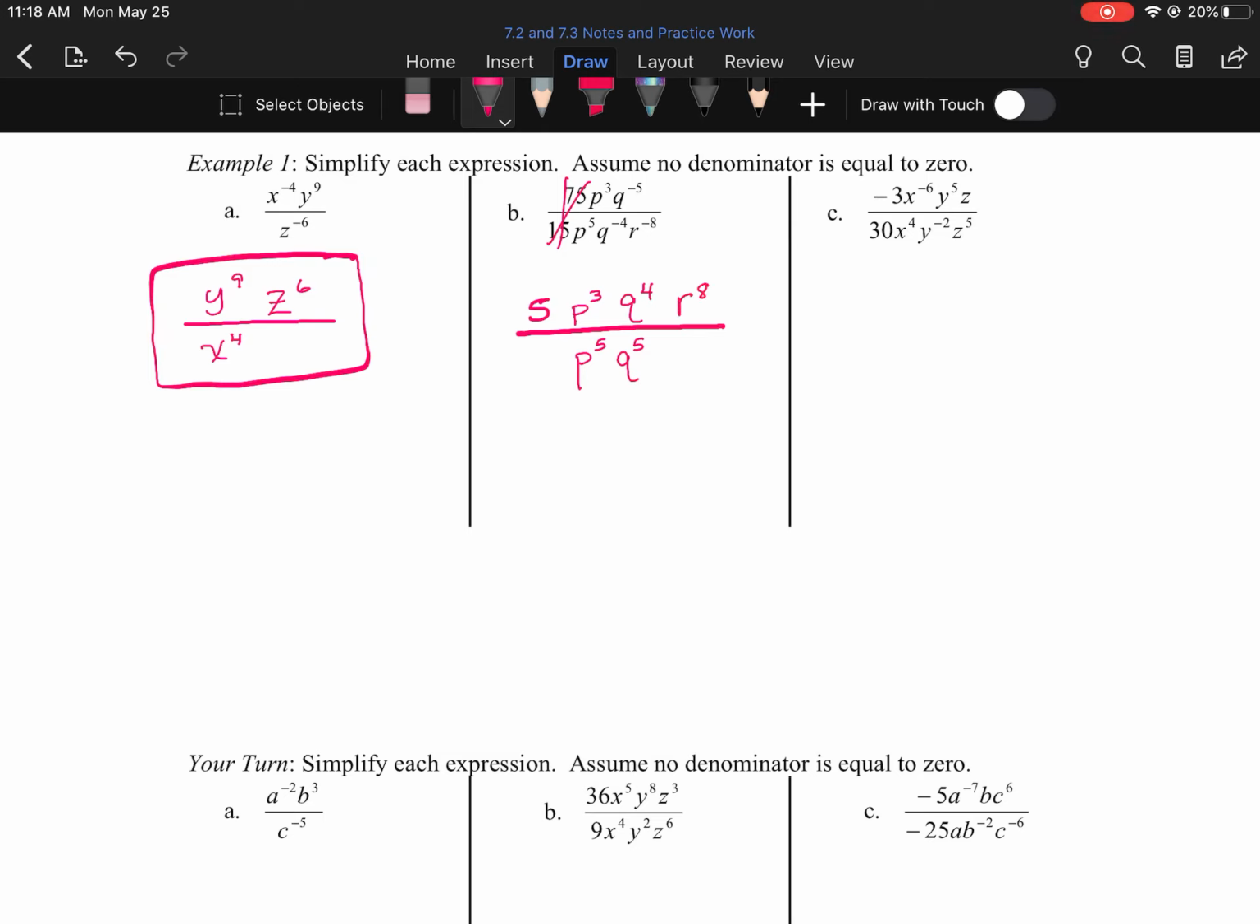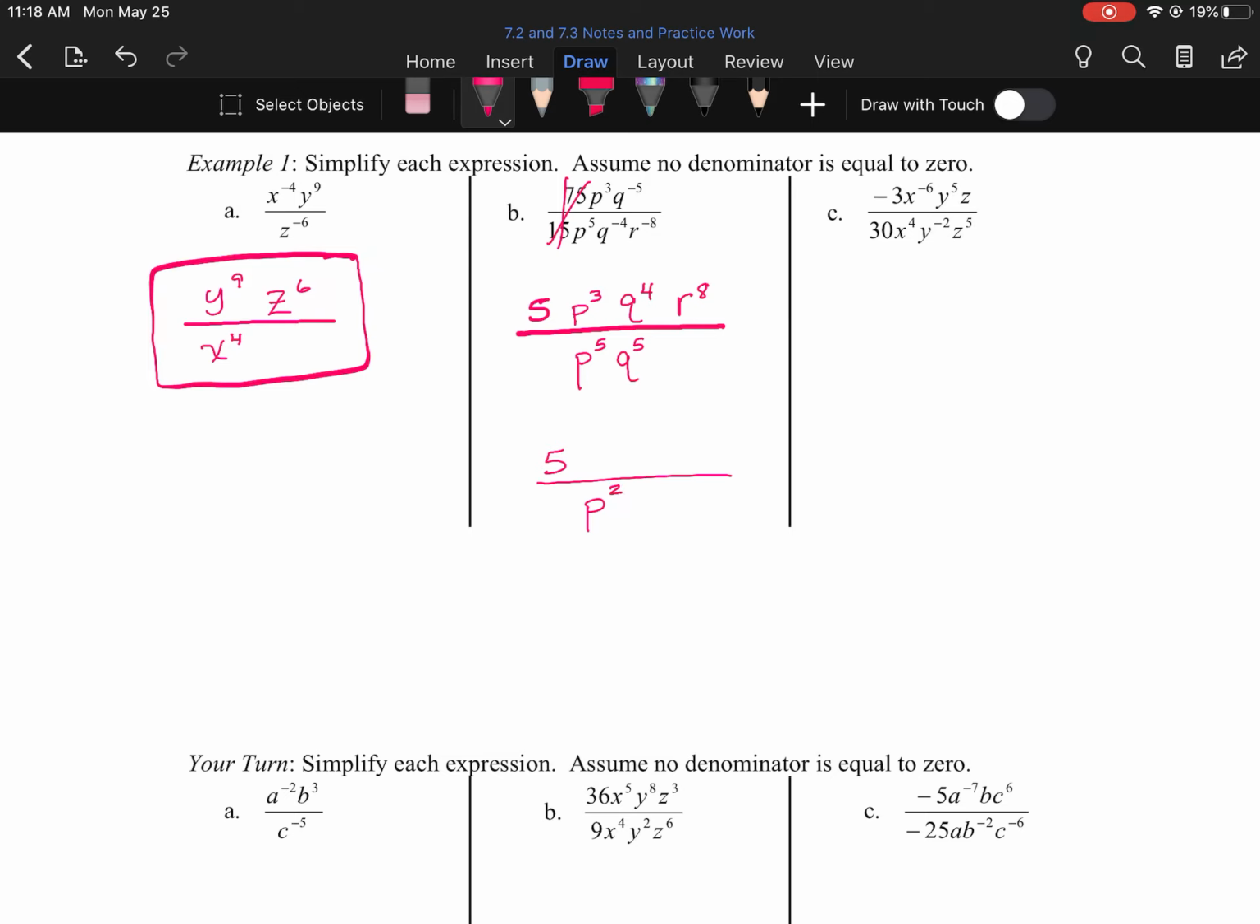So now let's simplify everything else. My 5 stays in the numerator. Now look, where do I have more p's? I have 3 in the top, 5 on the bottom. I have more in the bottom, so I put my p in the bottom. And how many more do I have in the bottom? Well, I have 2 more down there.